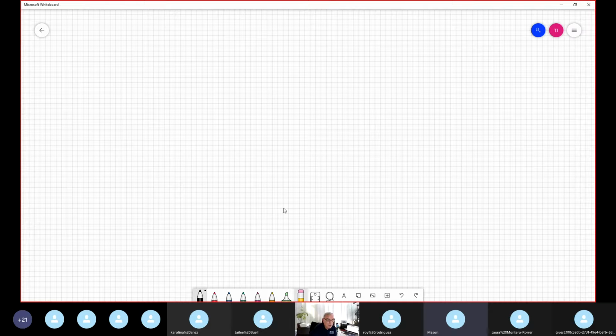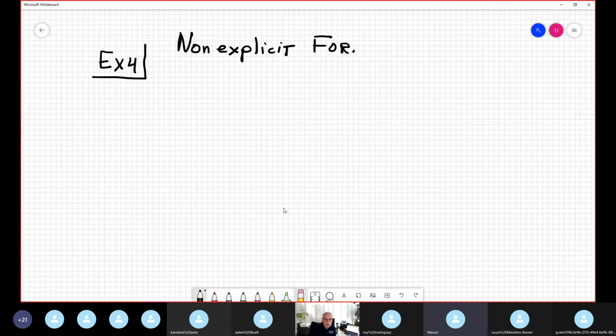Example 4 and example 5 are hard. Why are they hard? Because the transformation is not clear. I call that non-explicit form. You don't see, or at least it's confusing to see, what the transformation is. So suppose the function f of x equals, this is a classical example, square root of 5 minus x, minus 6.